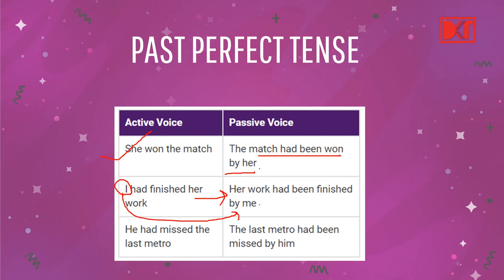Right? He had missed the last metro. The last metro had been missed by him. Okay? This is past perfect tense. I hope you are relating these with the rules. Subject and object, object and subject, auxiliary verbs, the pronouns. Right? Aise aap rules aap yahan dekhoge, sare rules follow ho rahe hain. Okay?